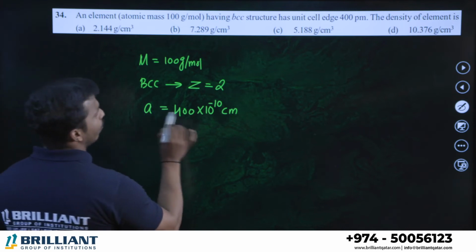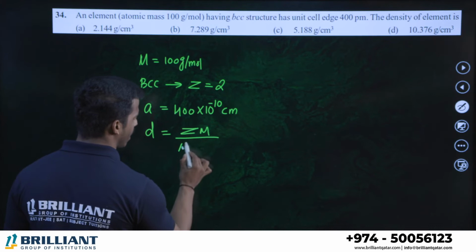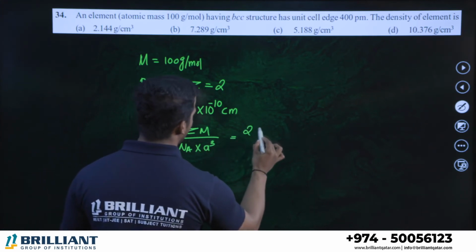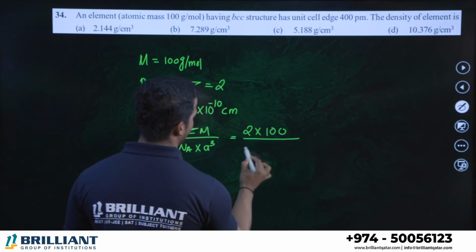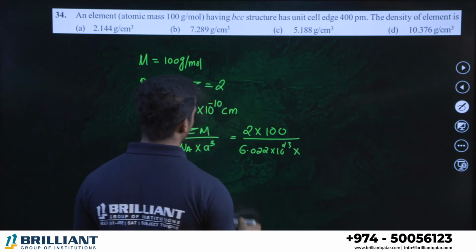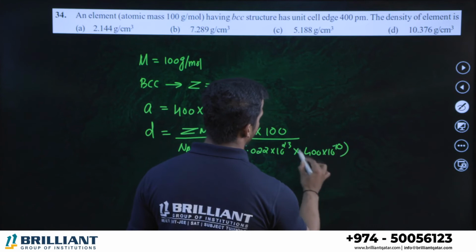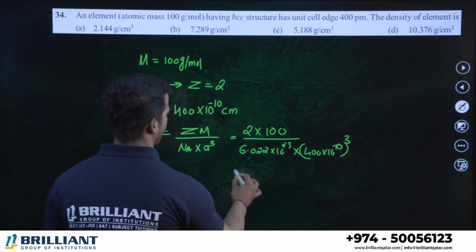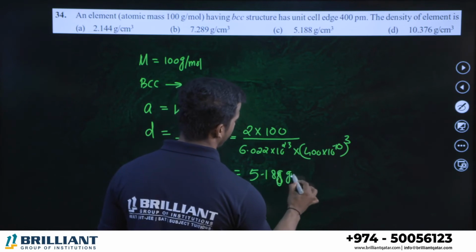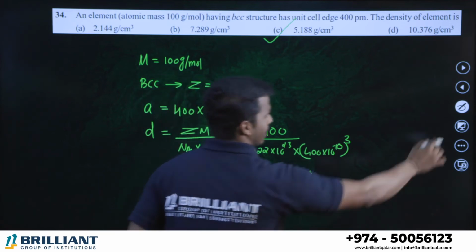Then what about the density? What is the equation for density? Simple equation: Z M divided by Avogadro number into a cube. Substitute Z value 2, molecular mass 100. Avogadro number is 6.022 into 10 to the power 23, and a is 400 into 10 to the power minus 10, the whole cube. All of you work it out, you will get almost 5.8188 gram per centimeter cube. Option C can be the answer.